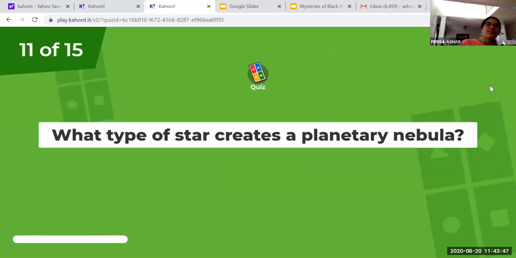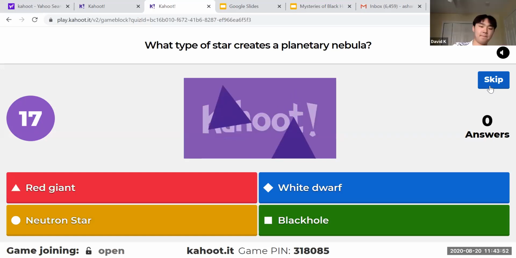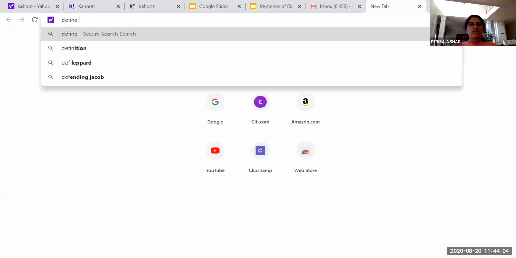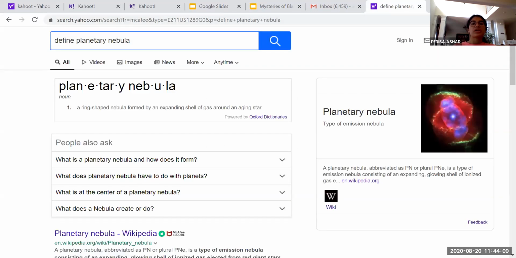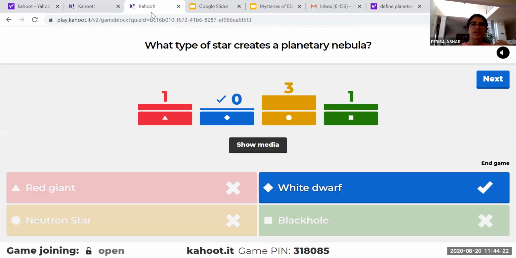So good job, everyone. What type of star creates a planetary nebula? Think about the lifespan of the star, right? And then the planetary nebula, in essence, is basically a ring-shaped nebula formed by an expanding shell of gas around an aging star. So it's a nebula formed once a star is really old or has aged. So that gives a hint of sorts.